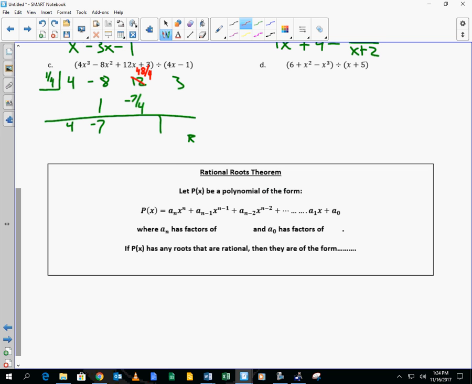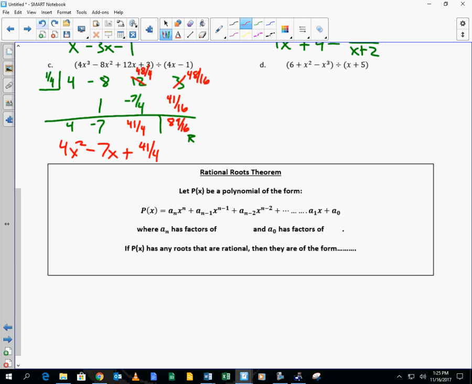48 over 4. 41 over 4. 1/4 times 41/4. 41 over, yep, 41 over. Try to rewrite that. 41 over 16. And then let's see, 3 would be 48 over 16. Add those and I get 89 over 16. So it looks like I've got 4x squared minus 7x plus 41/4.